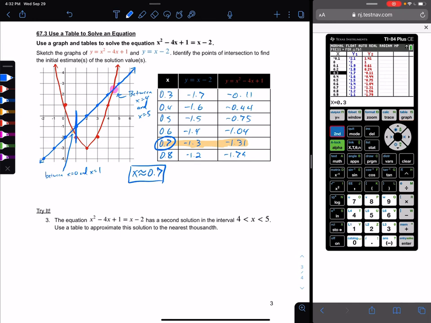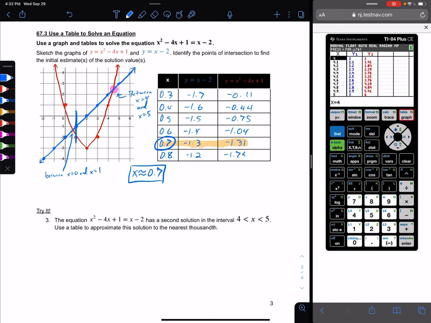So I'm going to go to second table set. And this time, my table start, I'm going to start this at 4, because I know my answer is between 4 and 5. So I'm going to start it at 4, and I'm going to keep it at 0.1. Again, you can make that more accurate with a smaller number, but for these purposes, 0.1 will do. So now hit second again, go back to your table, and notice that we're starting at 4.